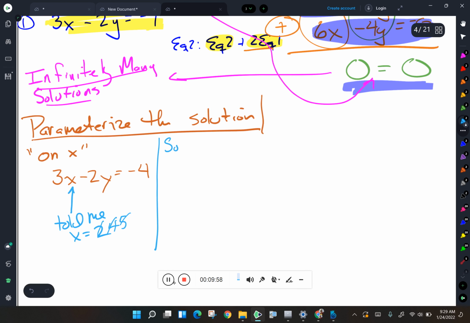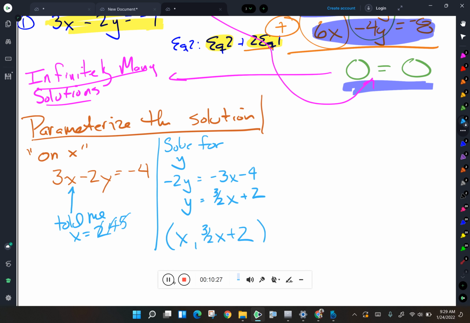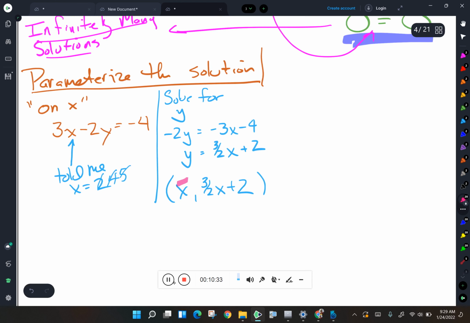Right? So I'm going to solve for y, and that gives me negative 2y equals negative 3x minus 4, or that y equals 3/2 x plus 2. And then I will write the solution to the system in this way. x, comma, 3/2 x plus 2. And I parameterized it on x. Right? At this point, if you tell me what x is, I can tell you what y is. Right? So if you told me that x was 0, I would tell you that y is 2.